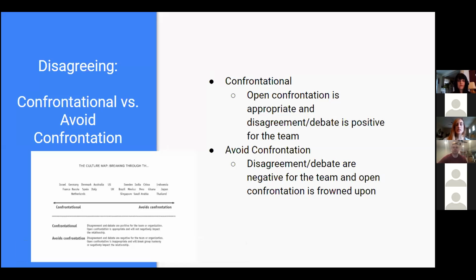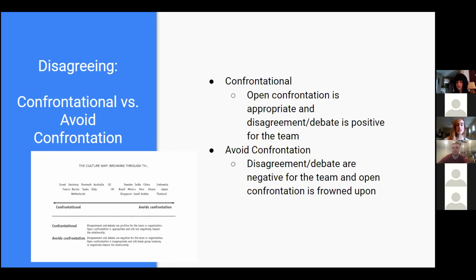So on our spectrum, you can see there that on one side we have confrontational versus avoids confrontation. In certain cultures, it is customary for 2 people in an argument or disagreeing about something to be very upfront and confrontational about it. Open confrontation is appropriate, and it's actually considered to be positive for there to be disagreement and debate about a topic. Whereas in many other cultures, they prefer to avoid confrontation, and it's seen as actually negative for the team to have open confrontation and disagreement, and to hinder coming to a consensus.